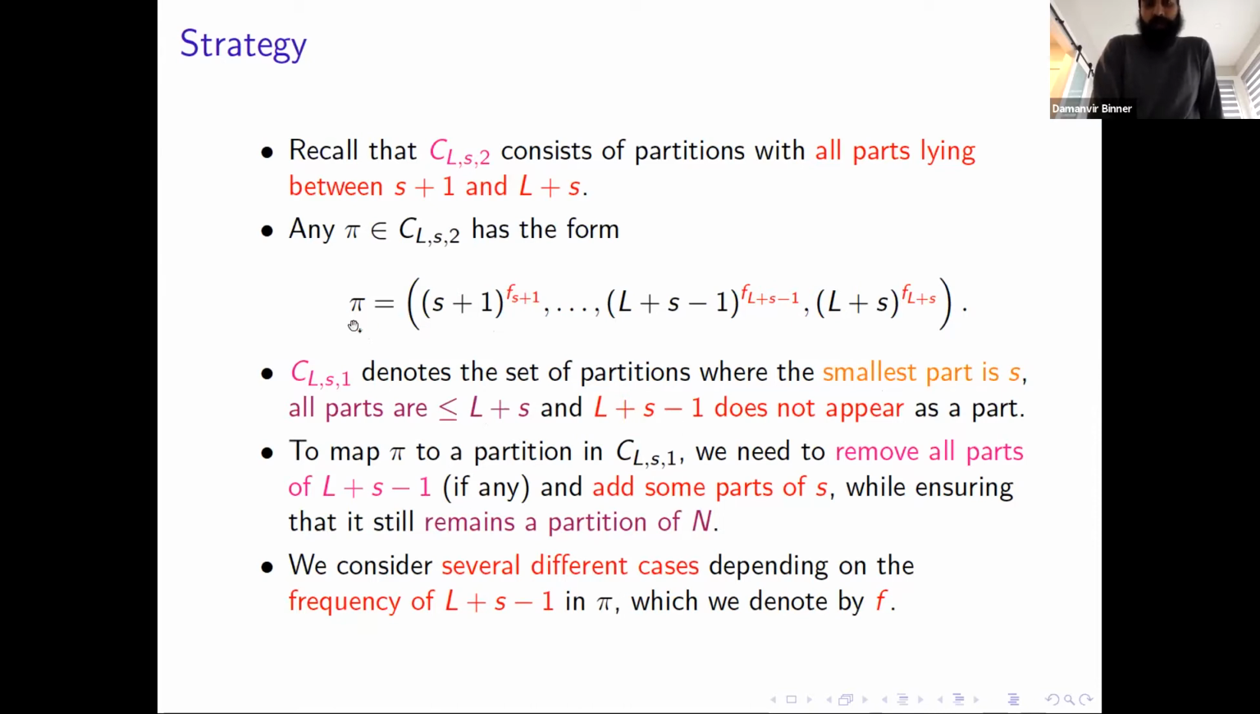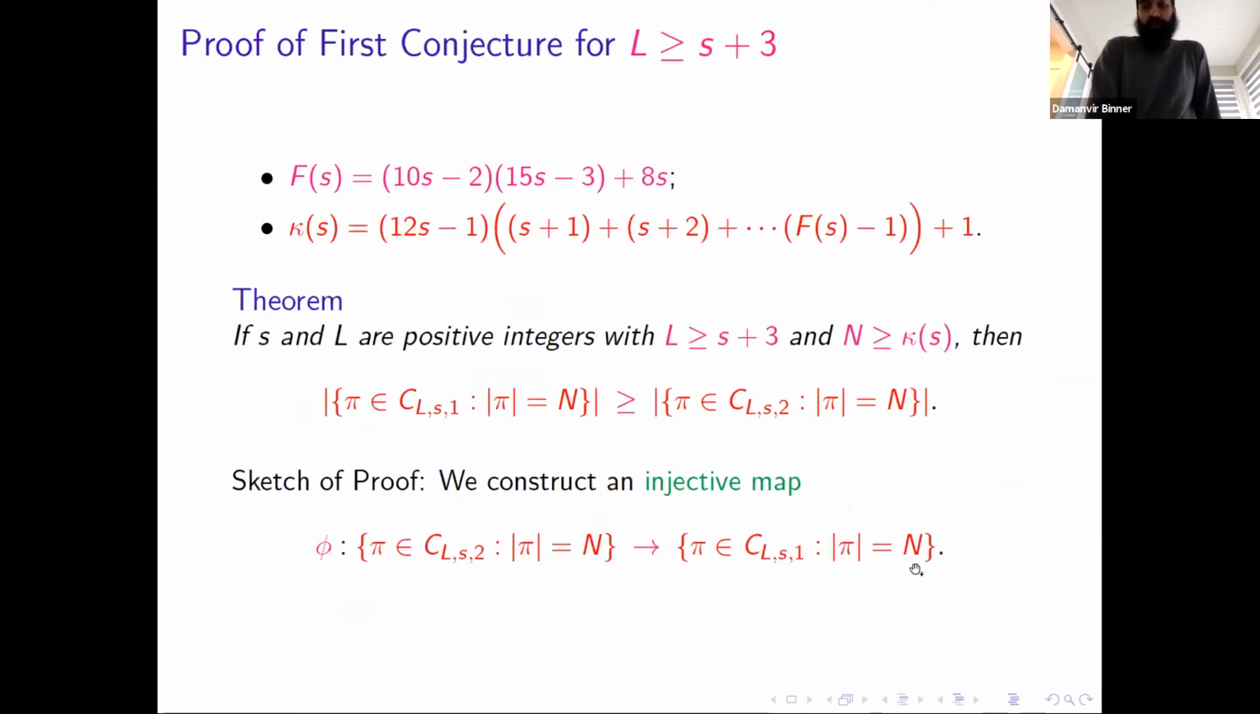So to map this partition pi to a partition in L plus s minus 1, we basically need to make 3 adjustments. First of all, we need to remove all parts of L plus s minus 1, because here L plus s minus 1 should not appear. And then we must add some parts of s, because the smallest part should be s. And finally, we should ensure that the resultant partition remains a partition of n. So basically, the norm of the final partition should be the same as that of the original partition.